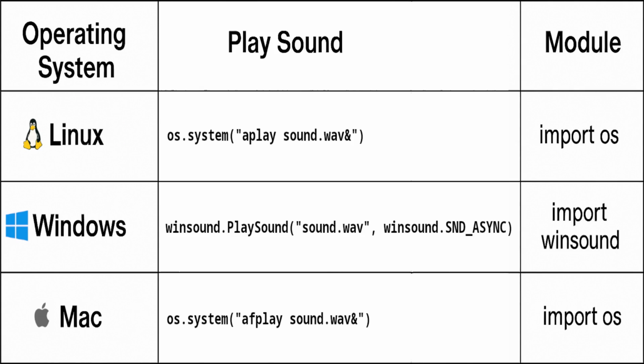I'm using Linux, and on Linux, the easiest way to play a sound is by using the aplay command. To play a sound file, I type aplay, followed by the file name, like startup.wav, and then I add an ampersand at the end so it plays in the background. The full line looks like this: os.system, open parentheses, then in quotes, aplay start_up.wav and an ampersand, then close the parentheses. To use this in Python, we first need to import the OS module.